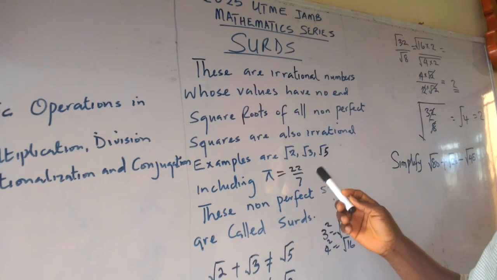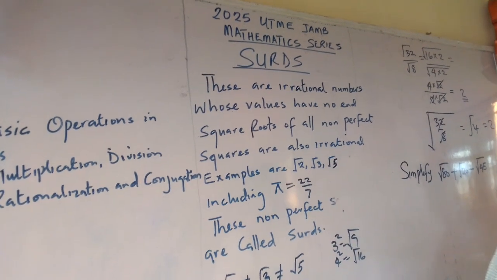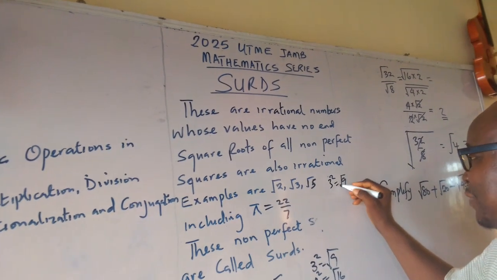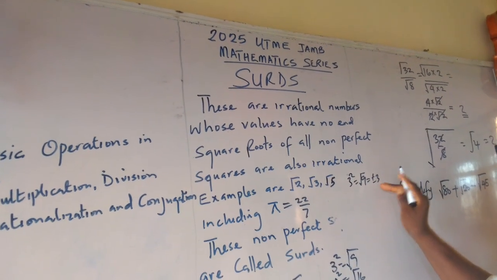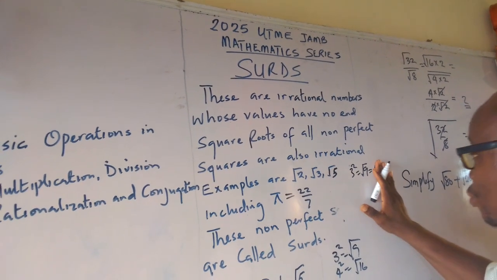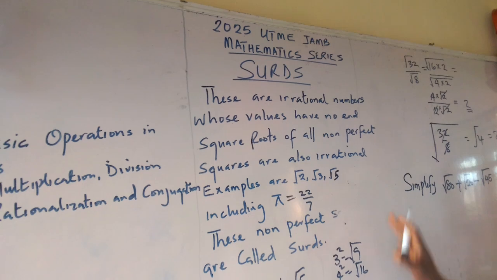Okay? But if I say 3 squared gives me 9, the square root of 9 is plus or minus 3. So it's perfect on its own. So we don't have issues with that.